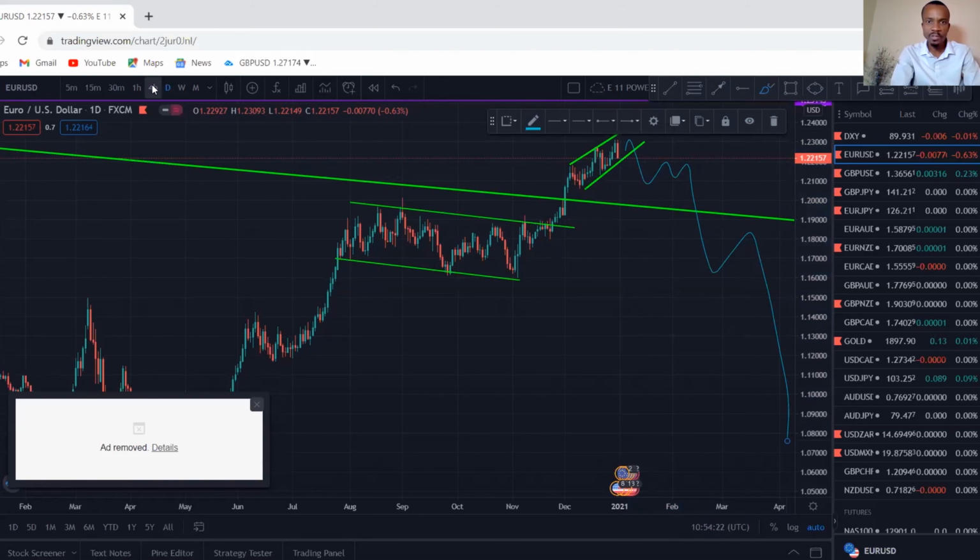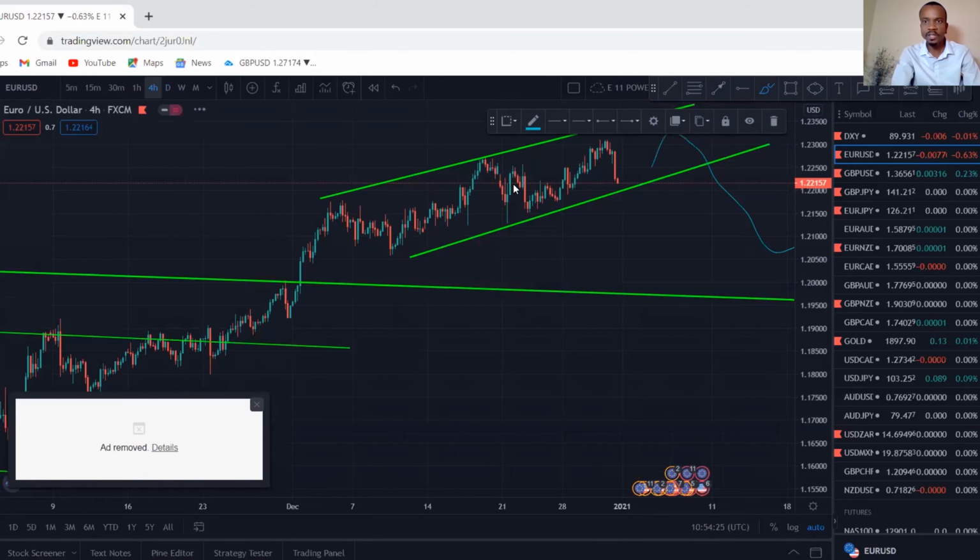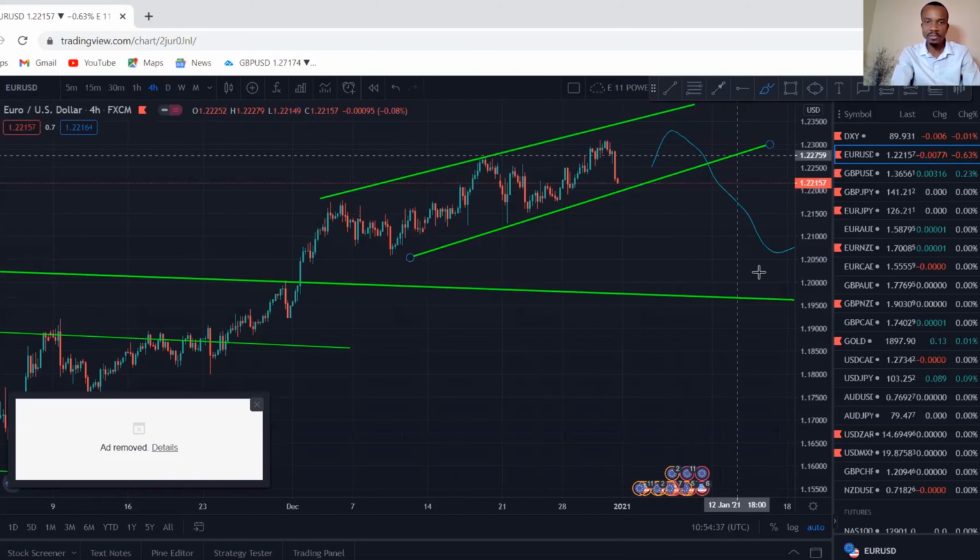So let's take a look at the 4-hour time frame. On a 4-hour time frame, as you can see, price is pushing to the upside with this reversal pattern. When you see price moving within this channel, we know that price may break to the downside, but price may also decide to break to the upside. We don't dictate what price does.